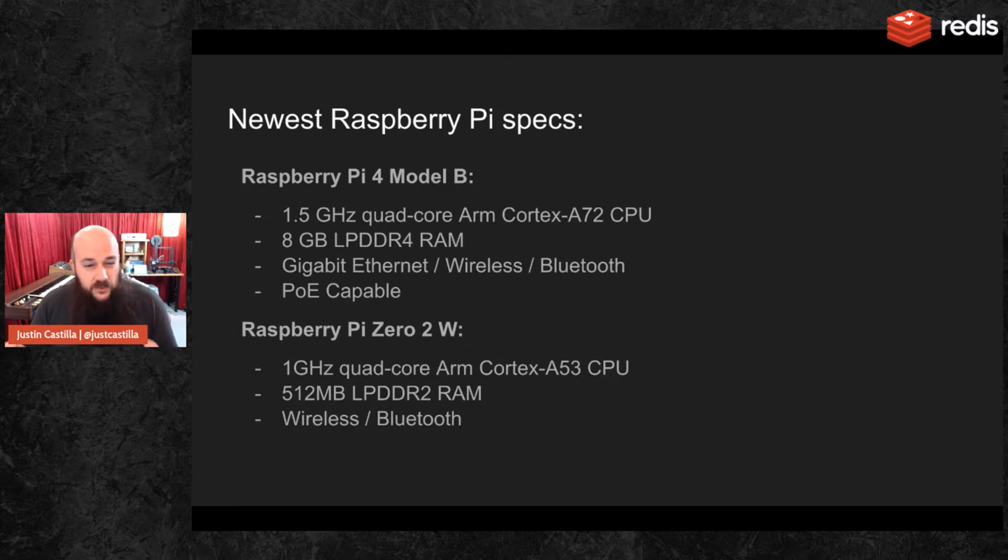Then they have these even smaller ones, Raspberry Pi Zero. 1 gig, same quad core, ARM Cortex, different CPU, but just not quite as oomphy because it's not as big. And it has 512 megs of RAM, which is still enough to actually have fun with Redis. And it is wireless and Bluetooth capable. So again, these are smaller units.